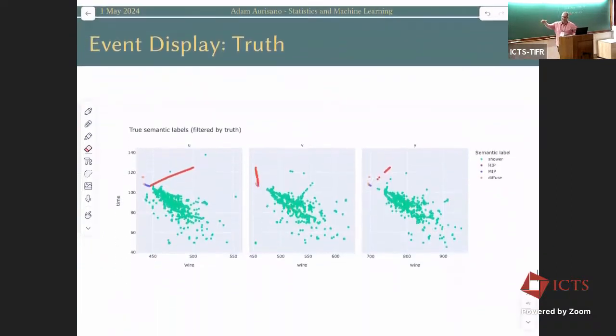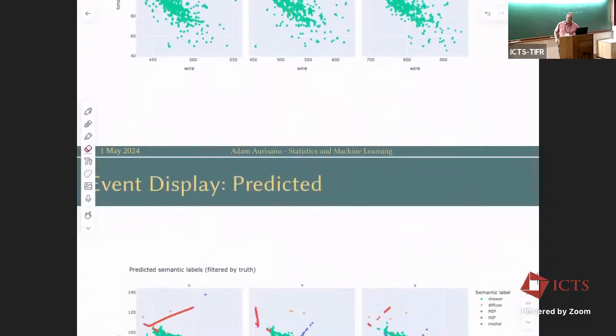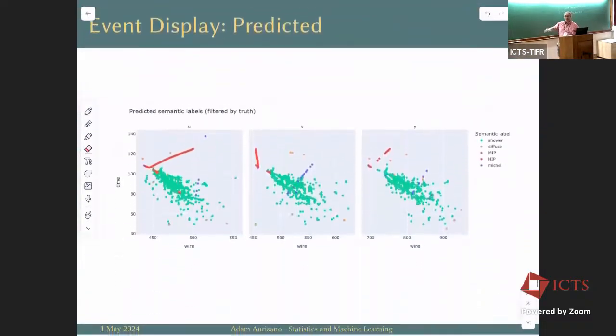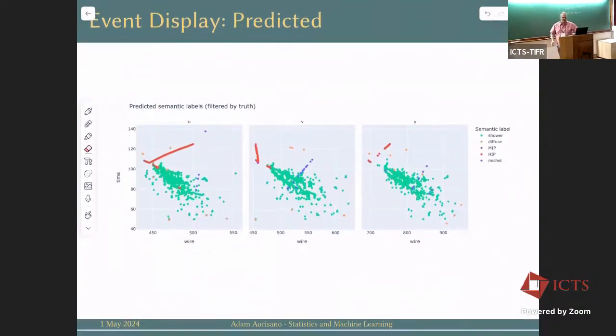And just to look at what some of these things look like, this is a truth event display where you can see electromagnetic showers and also tracks. And then if you look at it after we predict, almost everything is right. Only a few hits are misclassified.